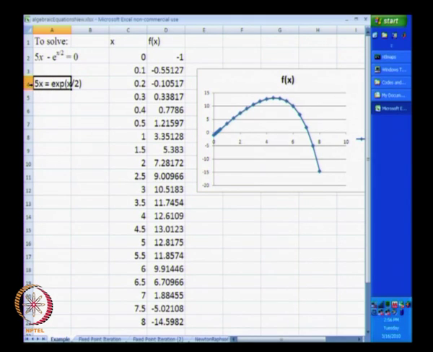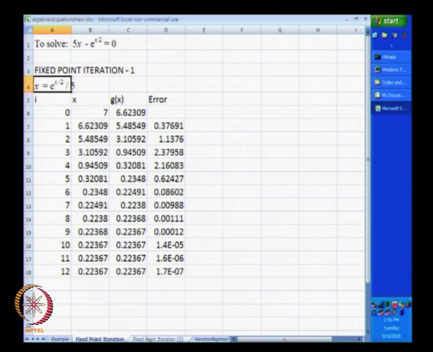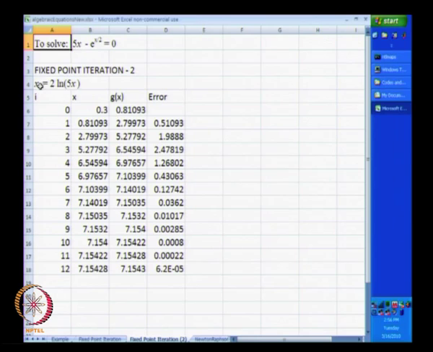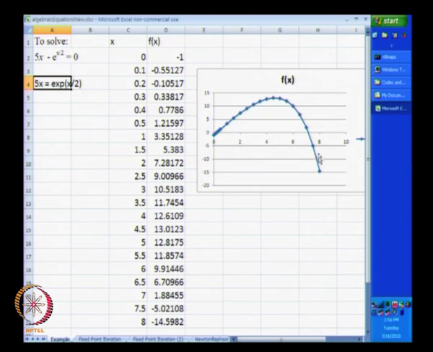So you will have log of 5x equal to x by 2, or x equal to 2 times log of 5x, and this is what we have gotten in our second expression over here. So x equal to 2 times log of 5x. Okay. So now, as we can see, this particular curve intersects the x axis at 2 points.